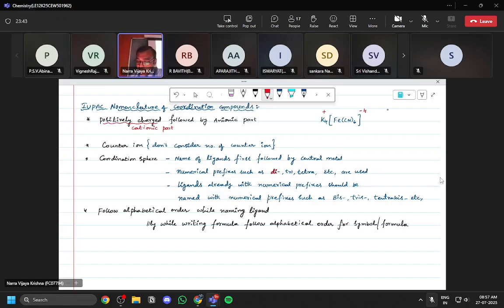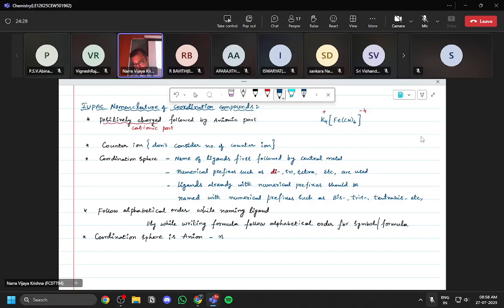Now see this. Give the name of this complex, sir. Which has to be named first? Potassium, then ligands, and then metal. Correct? If coordination sphere is negatively charged, anion, then name of the central metal should end with ate. Right? So what I have to call it as? Ferrate. Right?